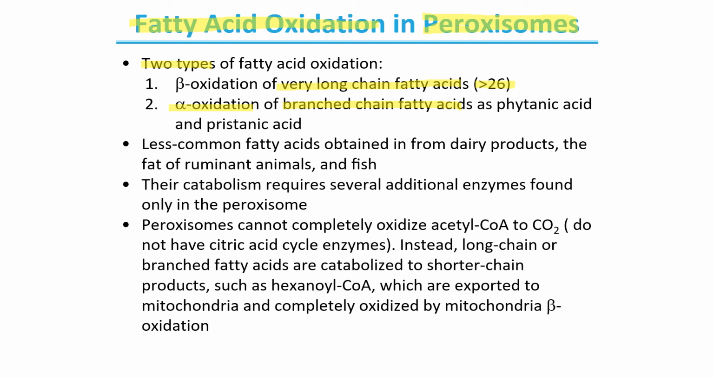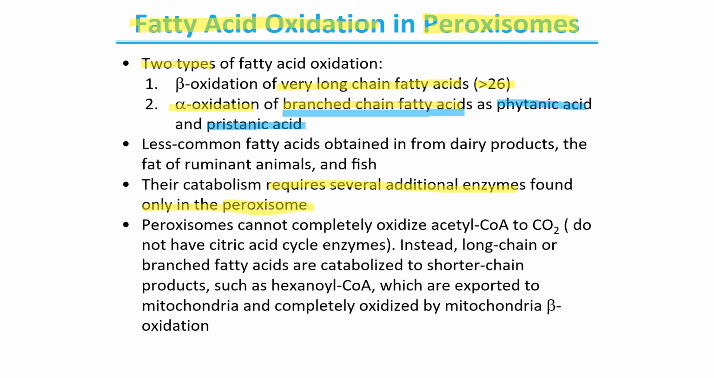The examples of these branch chain fatty acids are very important. One is phytanic acid and the other one is pristanic acid. These two are branch chain fatty acids, meaning they have got a branch in them, and they are usually found in dairy products, so they are not very common in nature or in the food. Their catabolism or their beta oxidation requires several additional enzymes. Many other enzymes will be required for their breakdown, and these enzymes are only found in peroxisomes. That is why their beta oxidation mainly happens in peroxisomes.